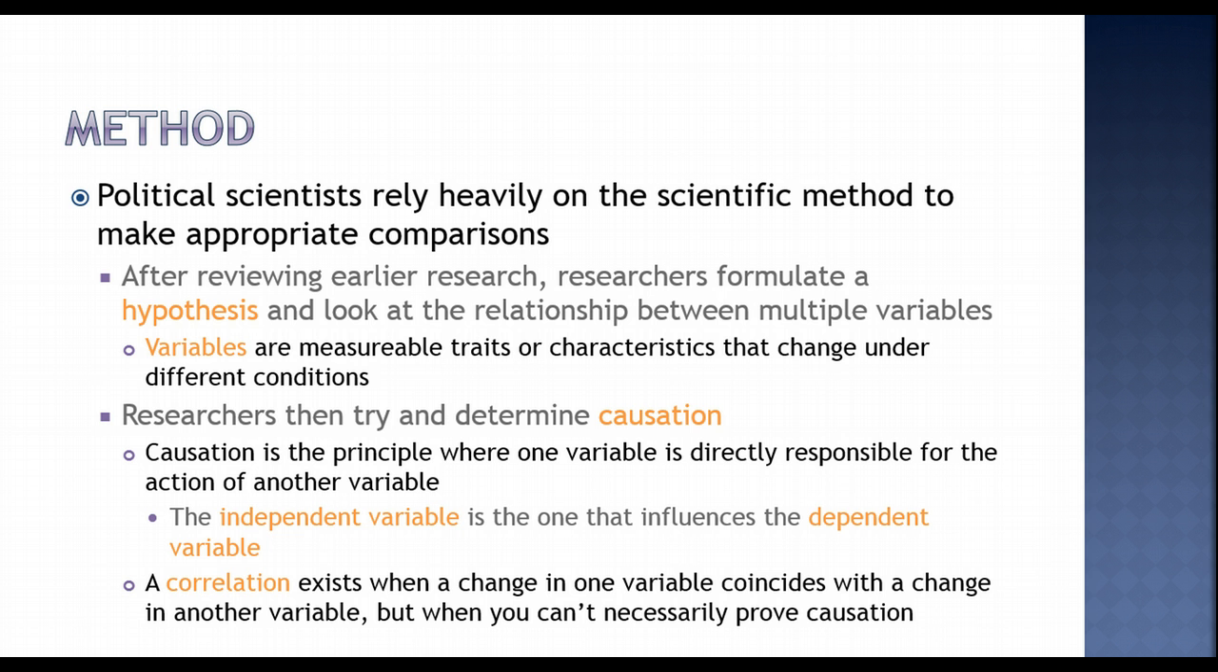All right, now let's backtrack for a second and let's look at variables real quick. There are two different types of variables that we can look at. We can look at independent variables and we can look at dependent variables. An independent variable is one that influences the variable, and a dependent variable is what is influenced.